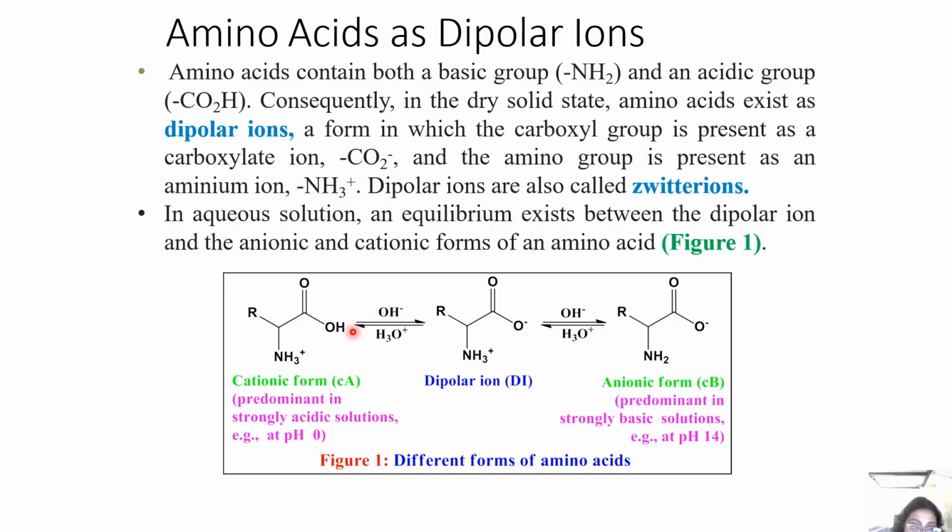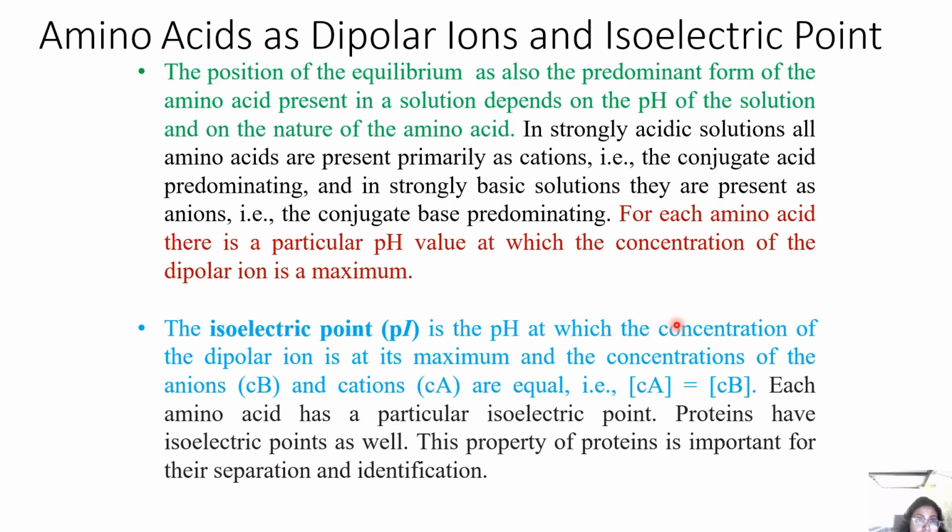So this is the dipolar ion. This is the cationic form, predominant in strongly acidic solutions, like lower pHs. This is the anionic form, predominant in strongly basic solutions, like pH closer to 14. In an electric field, cations, or the net positive charge, will migrate towards the cathode, which is negative. A simple amino acid with no ionizable side chain can exist in three main forms as the pH changes. We'll come to that.